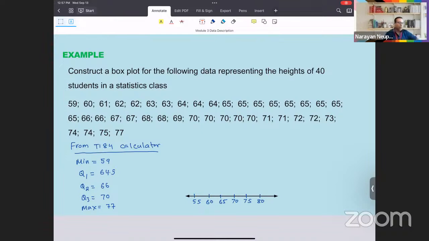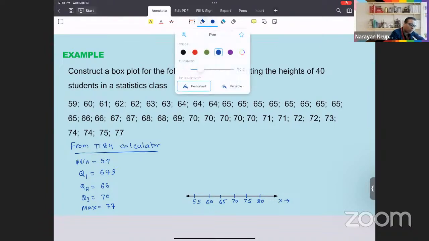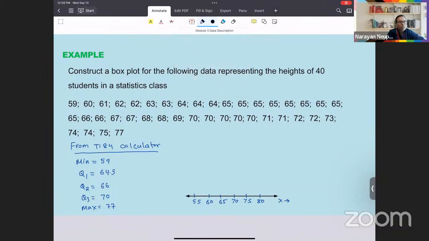So that is the first thing you do. You show all the data values along the x-axis. Then the next thing we want is to draw the box. And you know that the box will go from Q1 up to Q3. So here Q1 is 64.5. 64.5 means almost 65, right? Almost 65. So right above 65 there, we put a dot. So the box will start from there. It goes up to 70, because Q3 is 70.